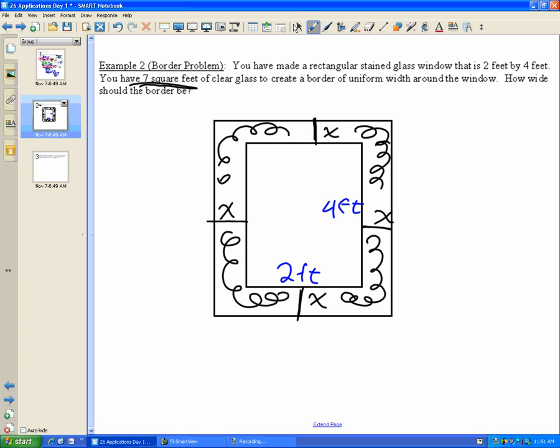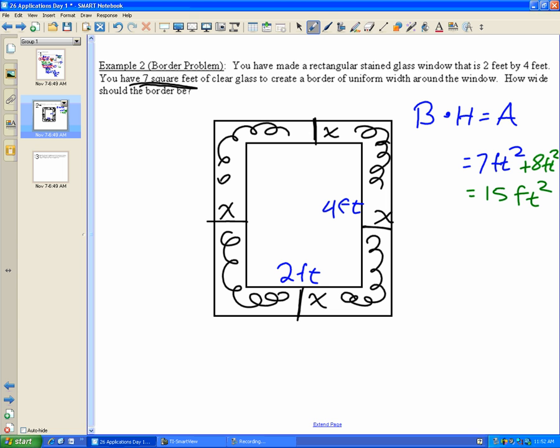Since it's a rectangle, I'm going to say base times height is equal to my area. I know the black squiggly part has an area of 7 square feet. I know that the inner stained glass part is 2 feet by 4 feet. Multiply that, and that's going to be 8 square feet. So my total area is going to be 15 square feet.